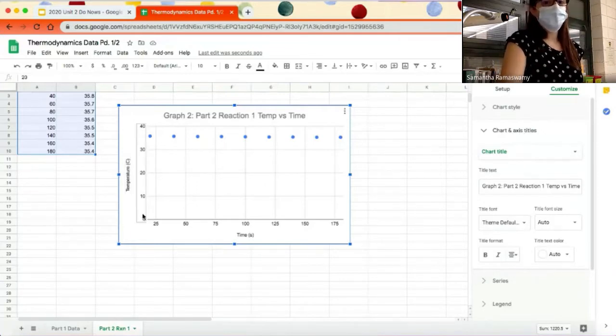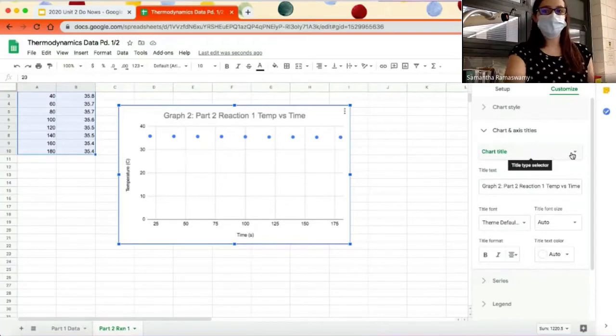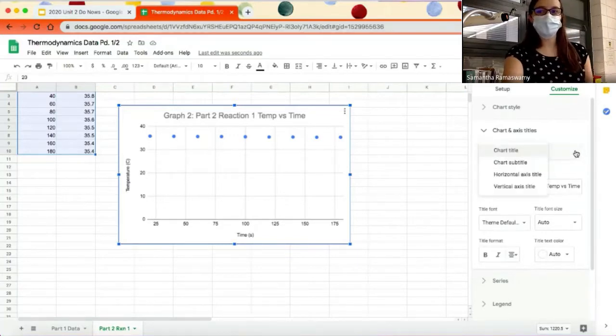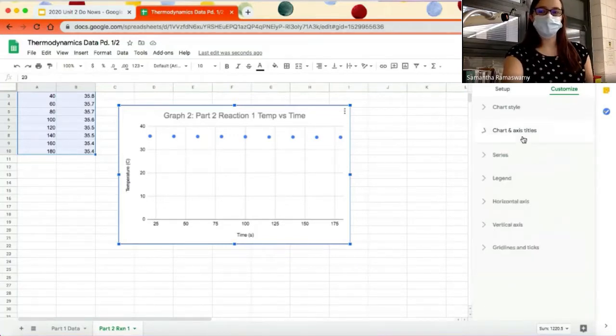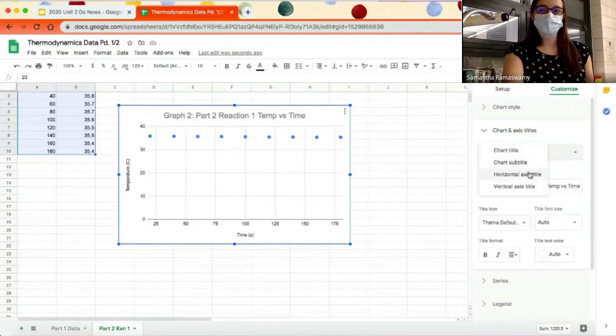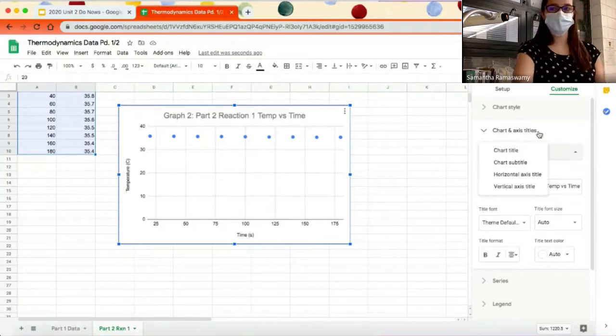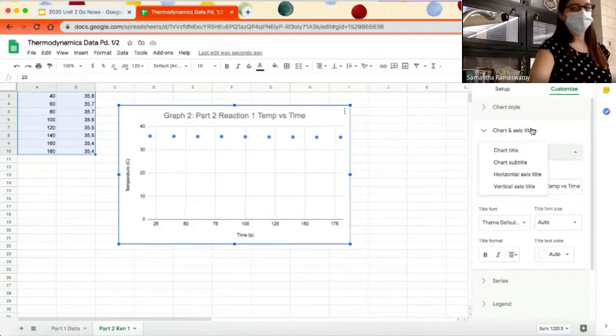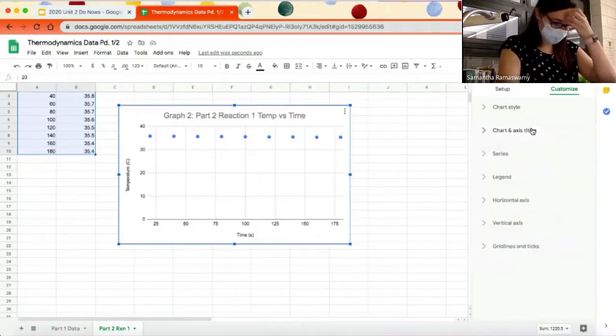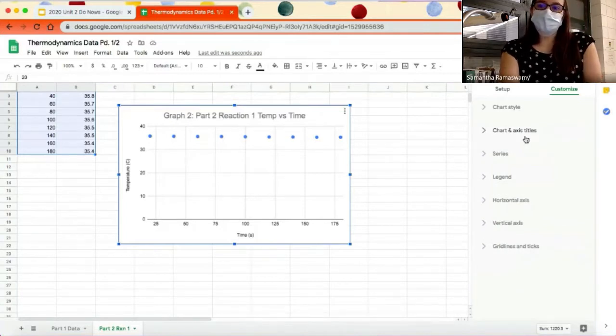So our y-axis and our x-axis are already labeled. If for some reason your axes are not labeled, you can click on where it says chart title. You can actually change horizontal is the x-axis, vertical is the y-axis. You can add a title there, but we already have our title. All right, so then we're going to add a trend line.